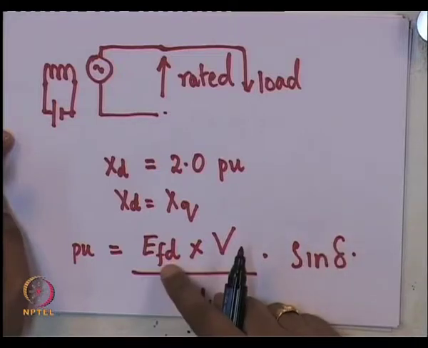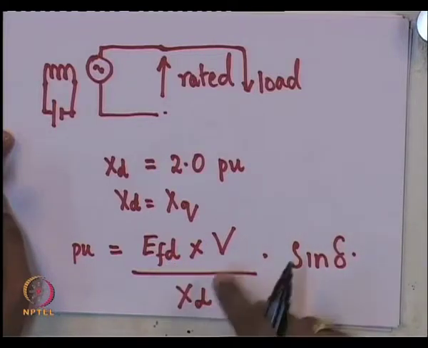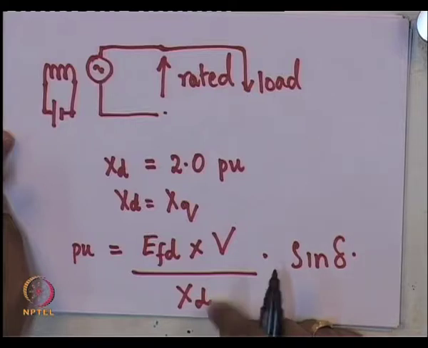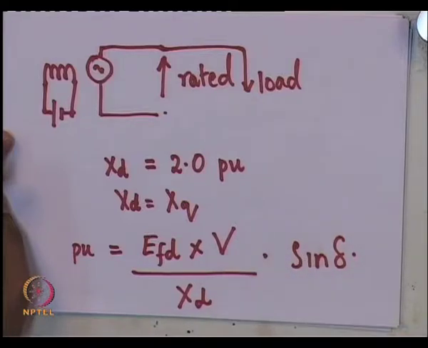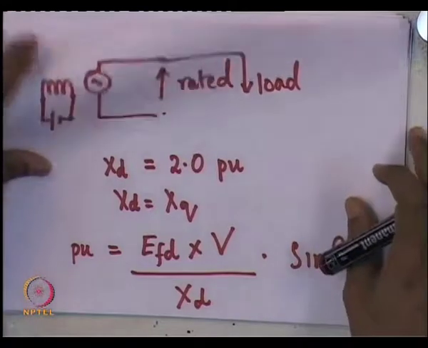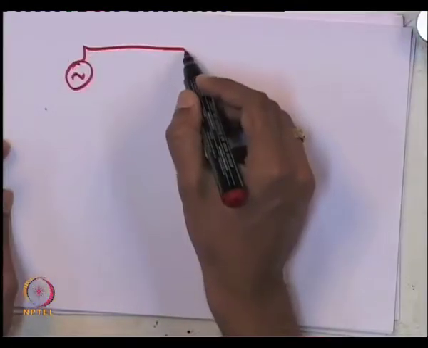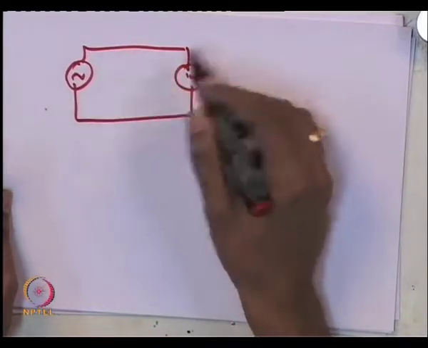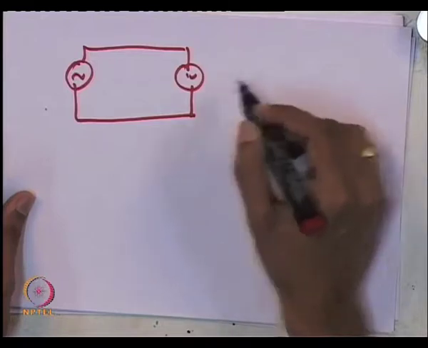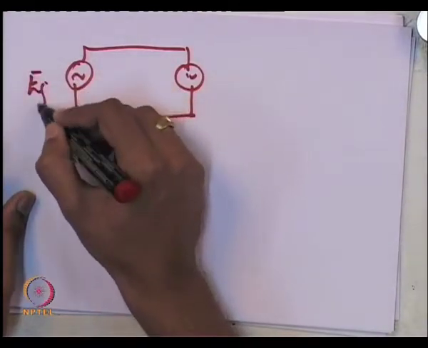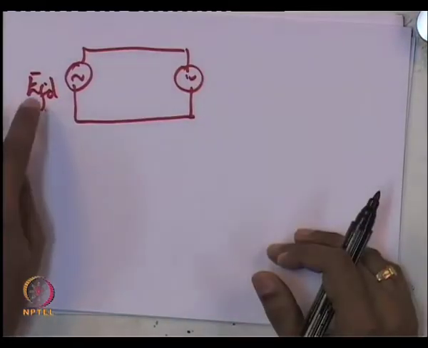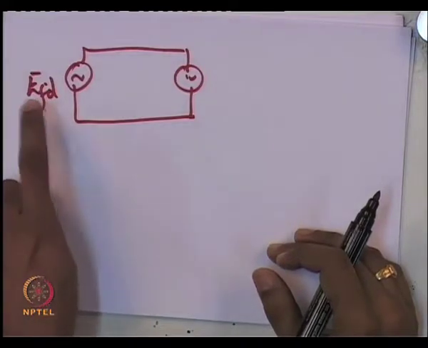Now, if I keep my EFD at 1 per unit, and V is also 1 per unit, then the maximum power you can push is half per unit. So, if you have a synchronous machine connected to another voltage source, then the amount of power you can transfer is limited unless you change EFD. This is what is done when you load a synchronous machine from no load to full load, you would need to change this EFD, and very significantly.